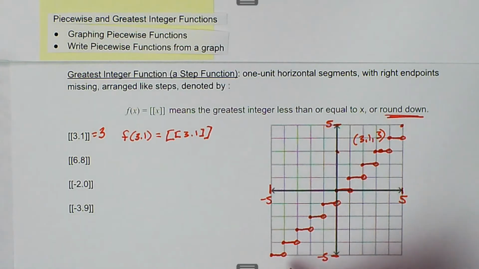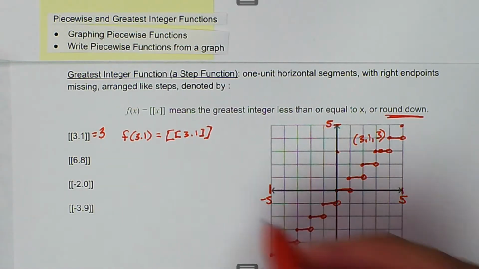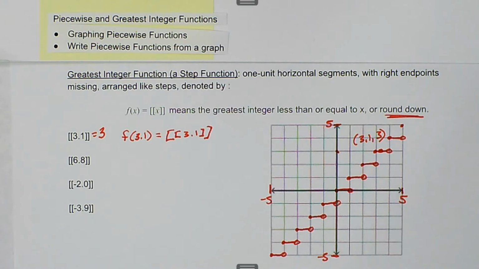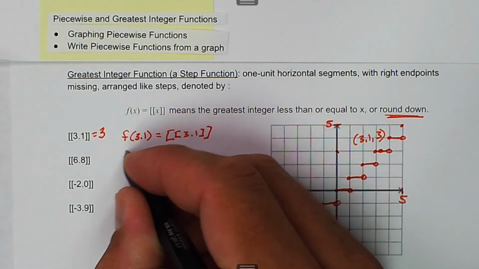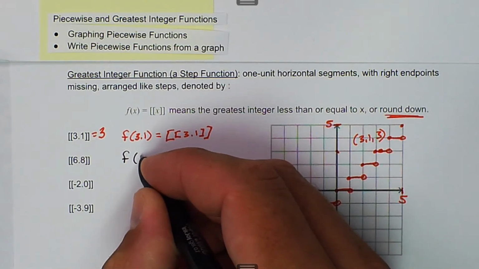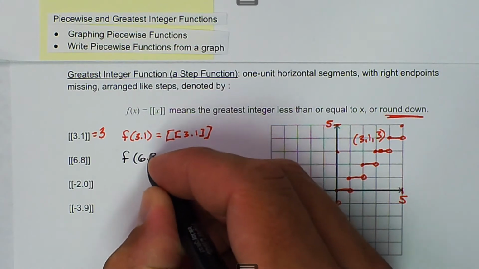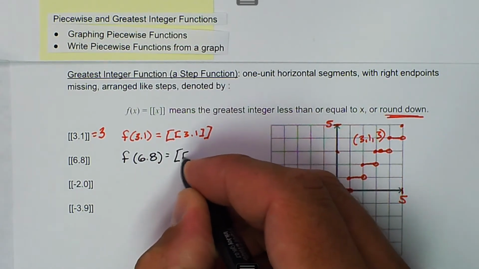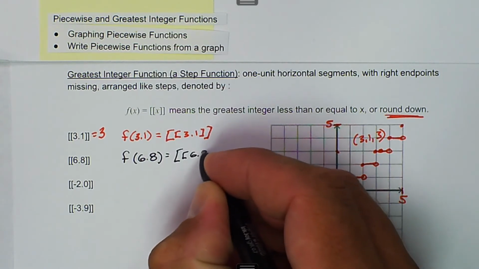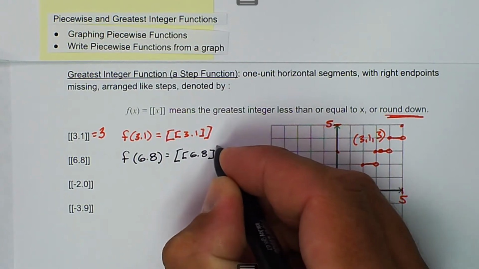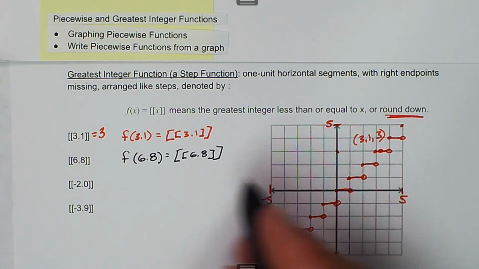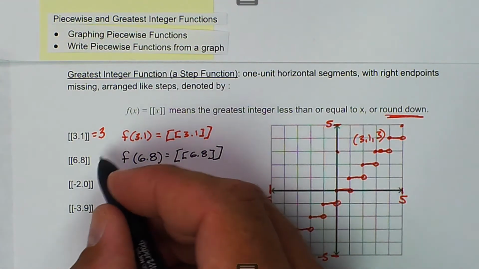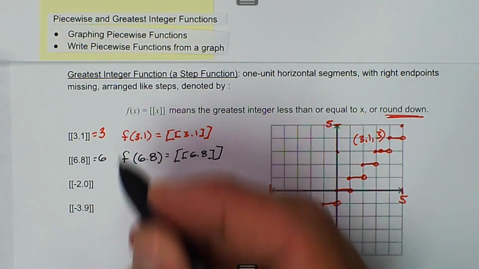6.8 does not show up on our graph here, but what it says is we are substituting 6.8 into the function, and so we substitute that in. But basically that's the round down function. So in this case, 6.8 gets rounded down to 6.